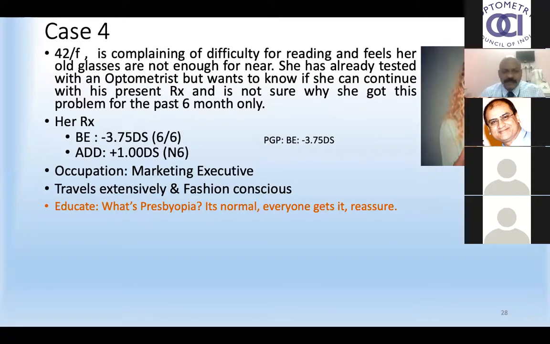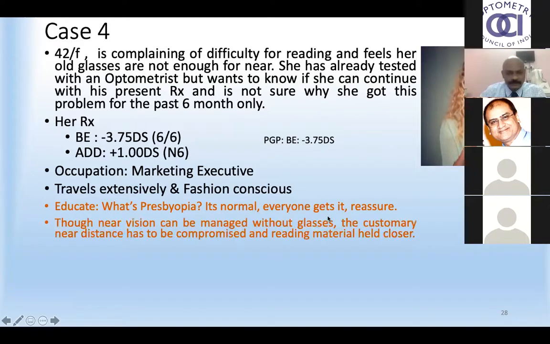So first, because I told you this case, we had to look at totality from the denial phase to the lifestyle challenges and all those things. First, educate the patient, tell her what is presbyopia, tell her it's normal, everyone gets it, reassure her. Tell her though near vision can be managed without glasses, the customary near distance has to be compromised and the reading material has to be held closer. She's 3.75, say a 4 diopter, so her reading point is going to be around 25 centimeters.